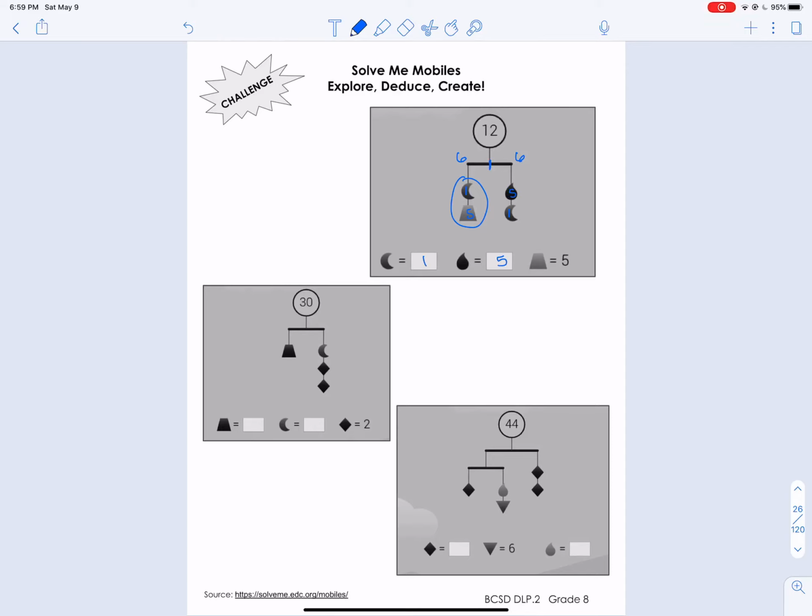Okay. So does that all add up? 1 plus 5 is 6, plus 5 is 11, plus 1 is 12. All right, so that's it.